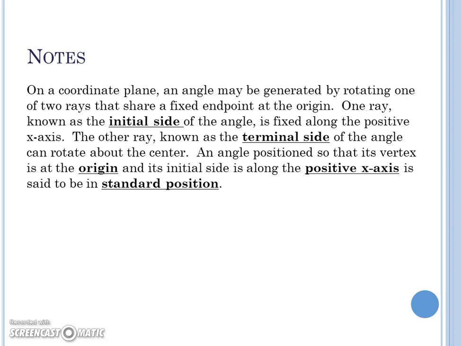One ray, known as the initial side of the angle, is fixed along the positive x-axis. So it starts at the origin and goes to the right. The other ray, known as the terminal side of the angle, can rotate about the center. An angle positioned so that its vertex is at the origin and its initial side is along the positive x-axis is said to be in standard position.